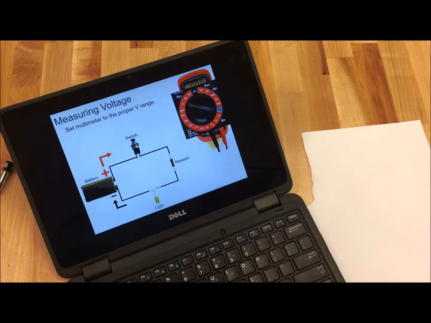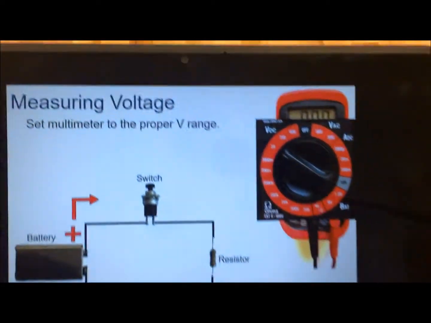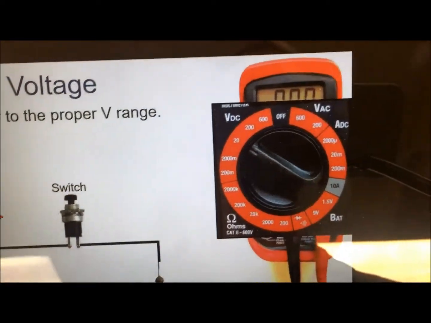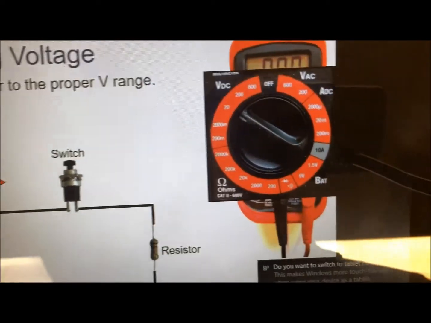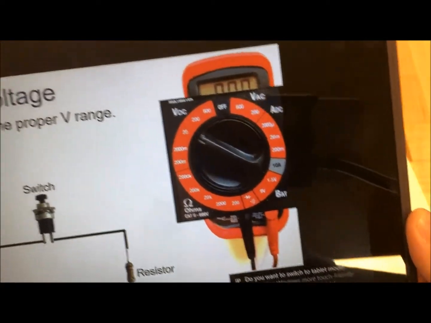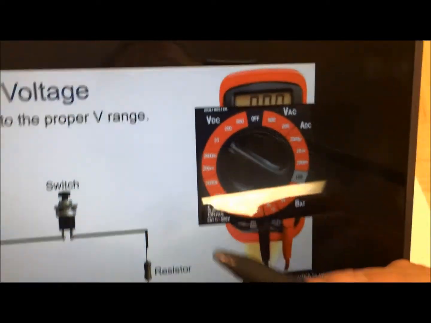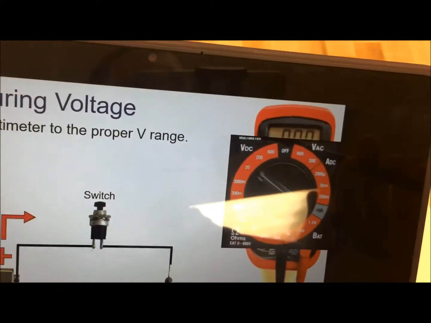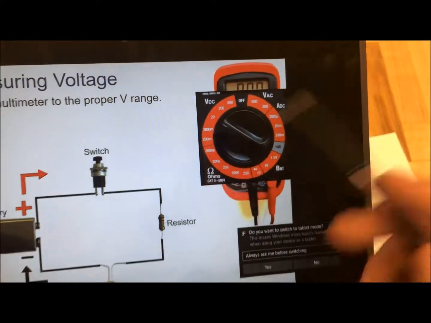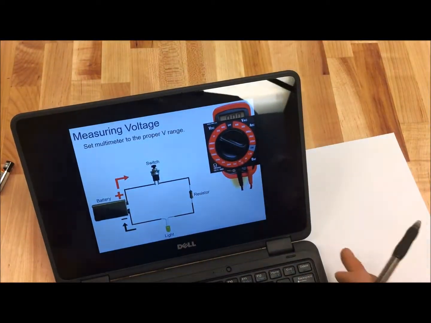And the first rule is to always start larger and go backwards. So if we look at this, it is on 20. Working with a 12-volt battery, we know that nothing's going to be over 20. So we start large and then go small. We don't want to start down here and then go up. If we start too low, we might blow the fuse when we connect it. So we start large and then go small until we start to get a reading.